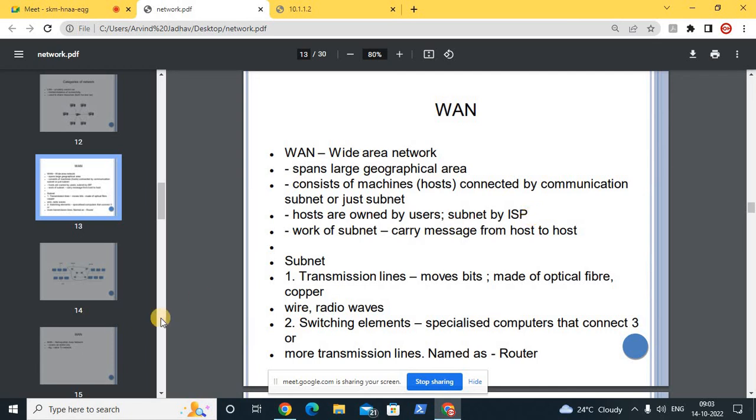ट्रांसमिशन बिट क्या होते हैं. So subnet means transmission line होता है, move bit made of optical fibers, copper wire, radio waves, switching element, specialized computer that connect 3 or more transmission lines named as a router. अभी ये राउटर का कंसेप्ट आया. राउटर क्या करता है? जस्ट पैकेट्स को सेंड करता है, मूव करता है. चैनल लाइन जो भी ट्रांसमिशन लाइन है उस लाइन में उसे ट्रांसफर कर देता है, फेंक देता है. ओके, आफ्टर दैट दे विल ट्रैवल फ्रॉम वन राउटर वन पॉइंट टू अनदर पॉइंट. ऐसे कम्युनिकेशन होता है. तो मेक अ नोट ऑफ दैट.